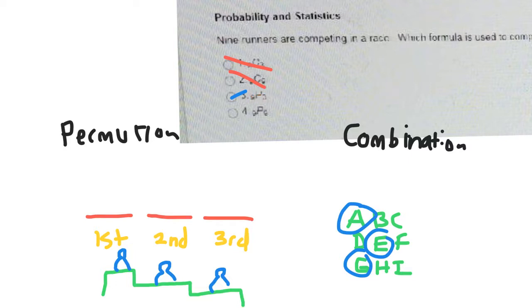9P3, because you can think of you're choosing 3 winner slots from a total of 9 runners. Let's say we're picking 3 winners from a total of 9 athletes. So this number on the bottom right represents how many people or elements you're picking from the set, and this number represents how many people or elements are in the set. That's the way to think about it. This is 9P9, which is absolutely irrelevant to our situation. Hopefully that helps.